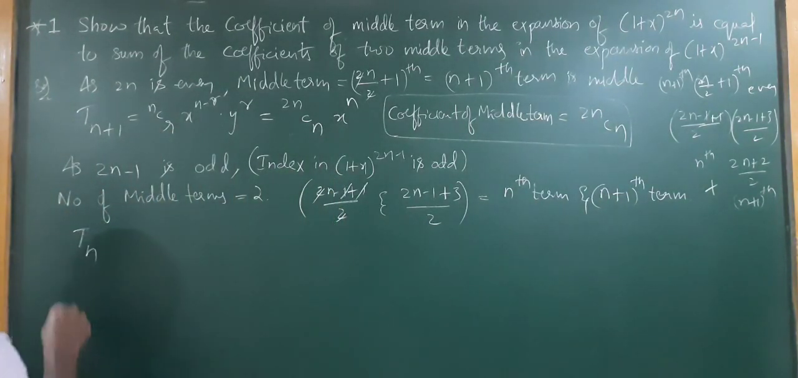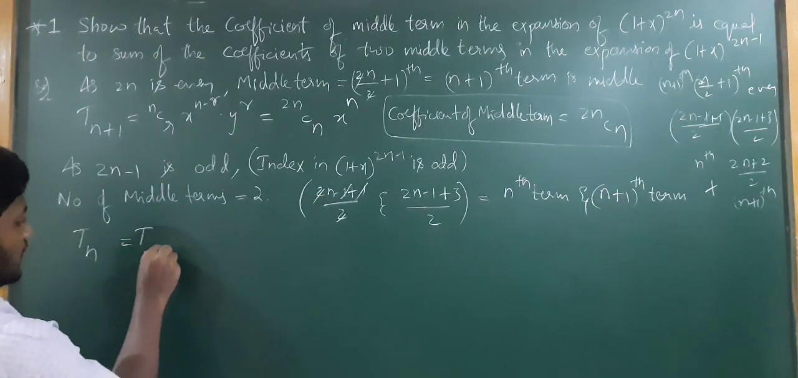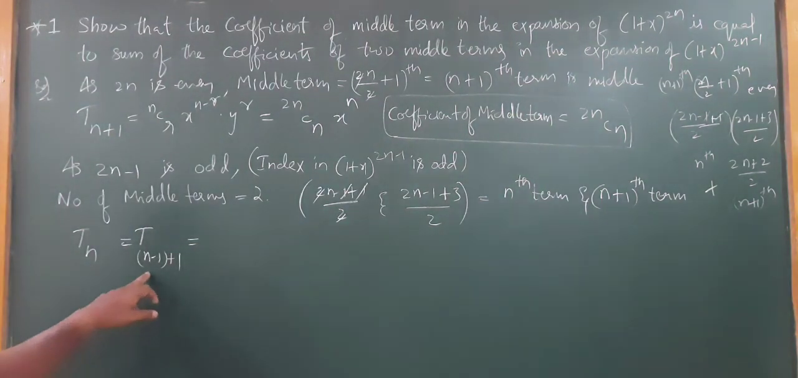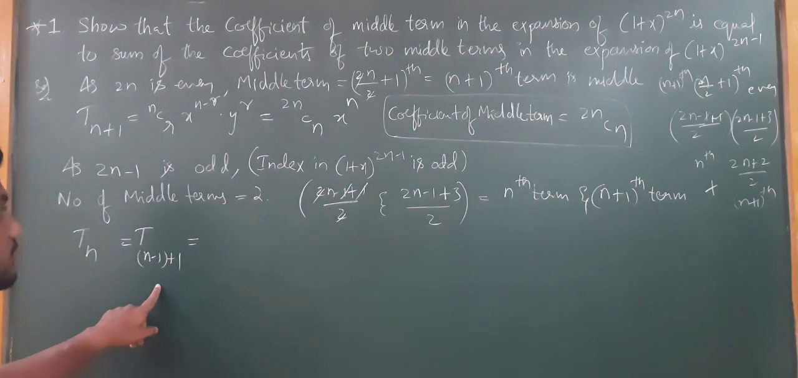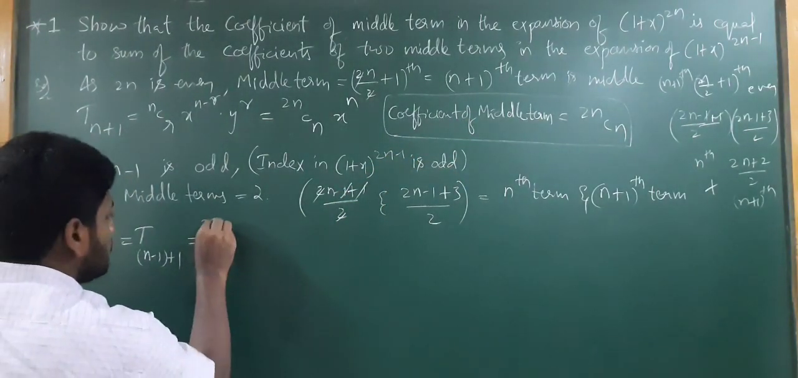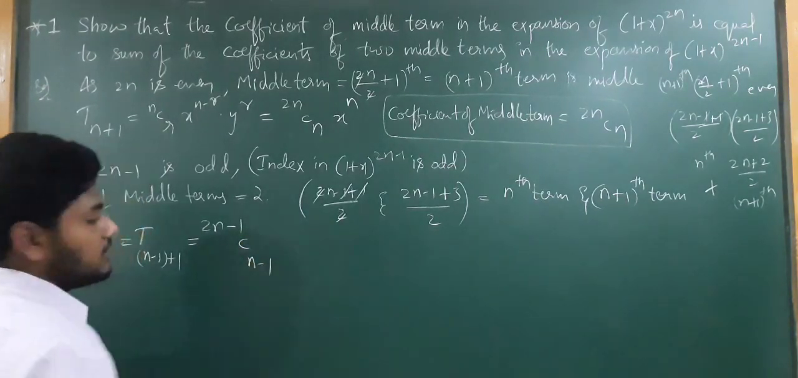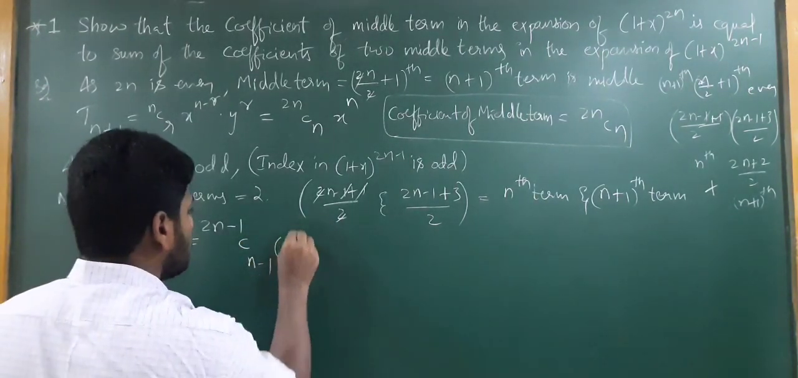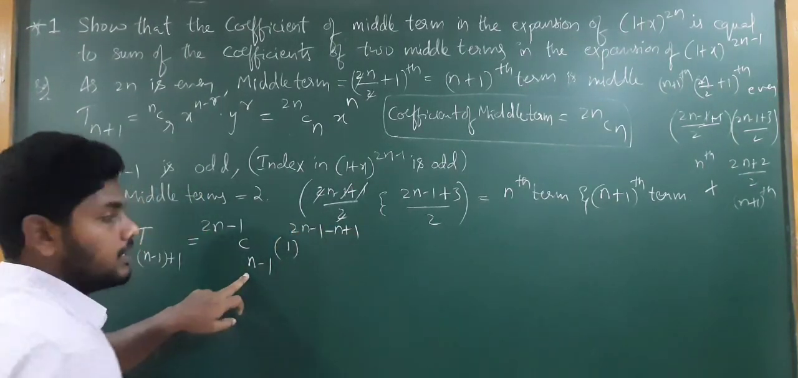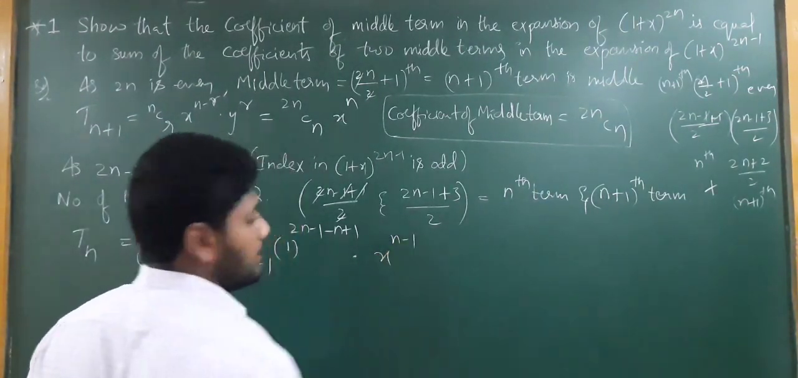To find Tn, how to find Tn? This Tn we can also write as T(n minus 1 plus 1). So here, what is the r value? We can observe here the r value is n minus 1. As the power is 2n minus 1, this term we can write as (2n minus 1)C(n minus 1) into 1 to the power of 2n minus 1 minus (n minus 1), into x to the power of, this r we need, right, that is the power, n minus 1.